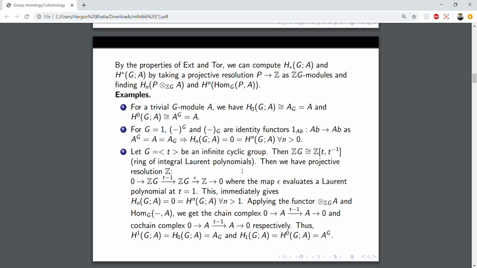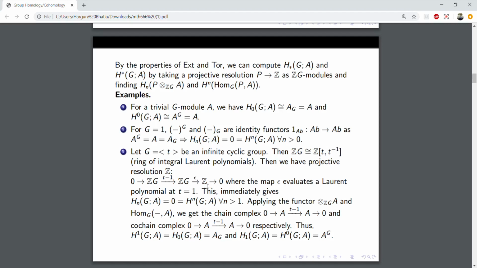So to compute homology and cohomologies, we would like to get a projective resolution. So let's try to do that. So first of all, I take this Z and I have this map from ZG to Z. What is this map? This epsilon map just takes any polynomial and puts T equal to 1. Essentially, you are substituting 1 for any group element G. So you get this map epsilon.